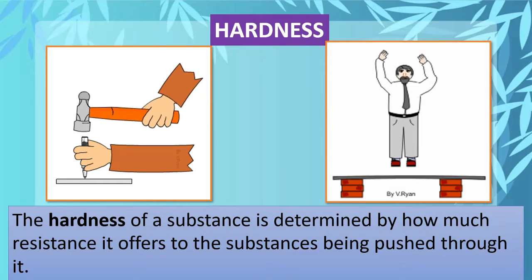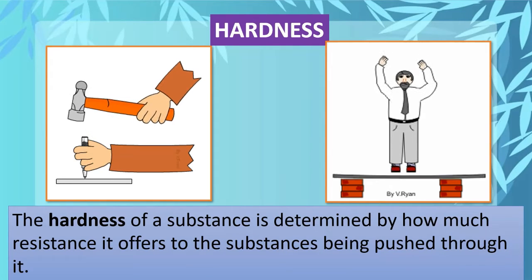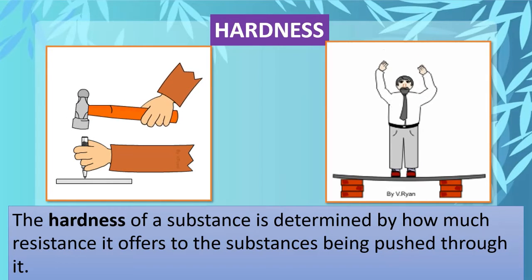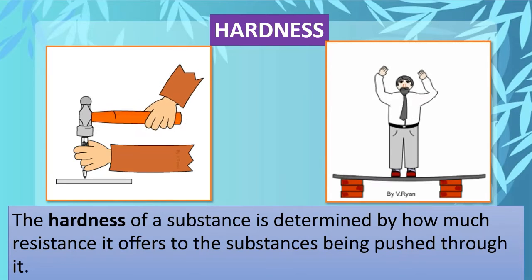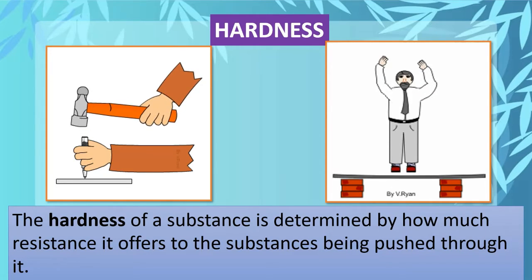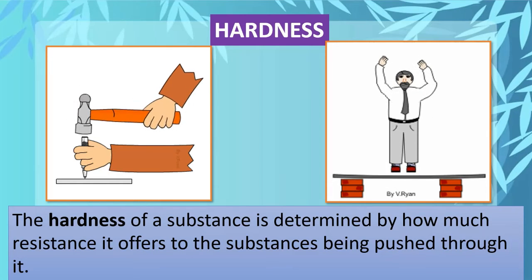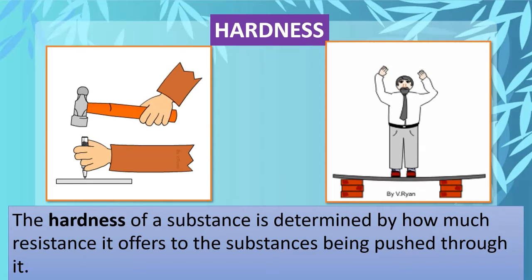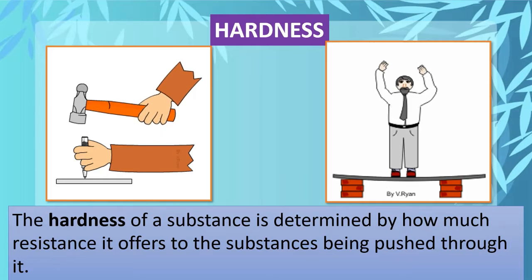The hardness of a substance is determined by how much resistance it offers to another substance being pushed through it. That means how much force we are applying and with how much difficulty the thing will penetrate. Here you can see how this man is trying to jump but it doesn't have any effect on the sheet, because it is very hard. So this is another property of the substance.